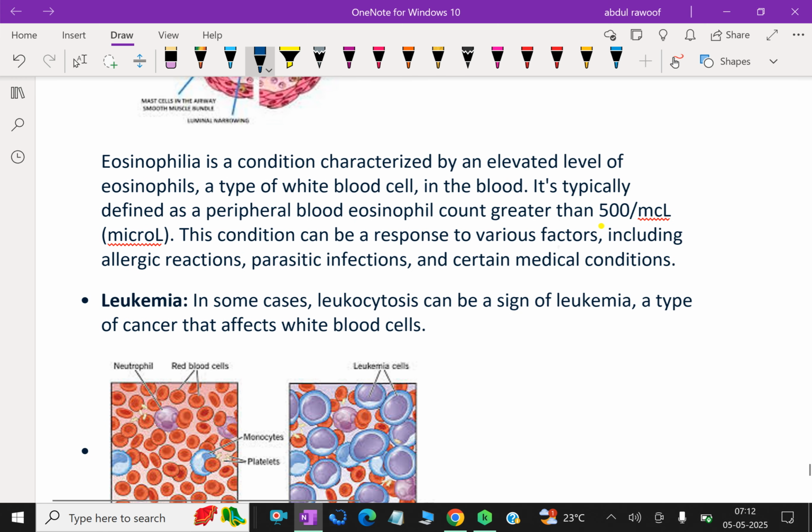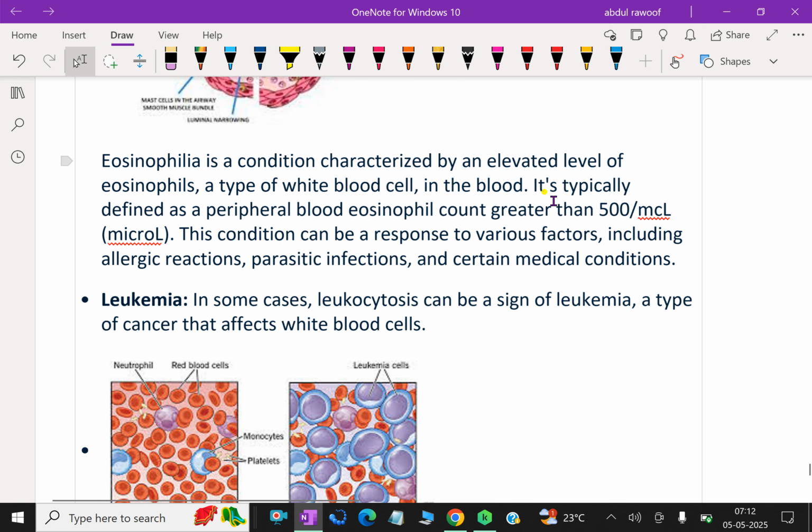Eosinophilia is a condition characterized by an elevated level of eosinophils, a type of white blood cell, in the blood. It's typically defined as a peripheral blood eosinophil count greater than 500 per microliter. These conditions can be a response to various factors, including allergic reactions, parasitic infections, and certain medical conditions.